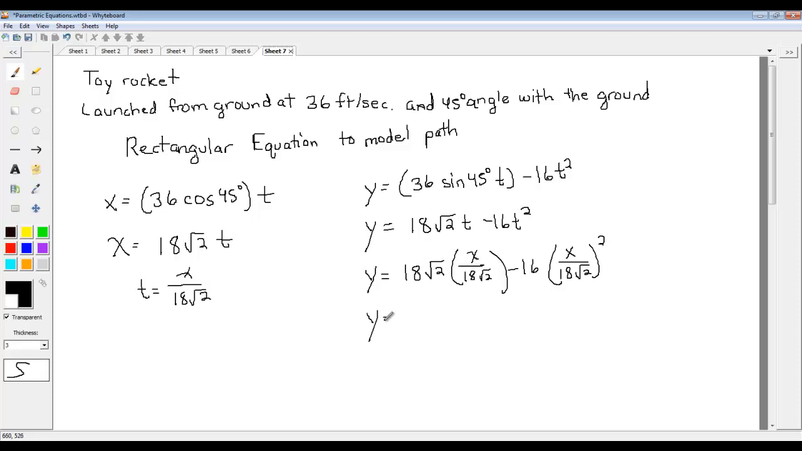So we got y equals x minus, if you do a little bit of math here, you're going to get 16 over 648 x squared. But you can reduce, so you get y equals x minus, the 8 will go in, so you get 2 over 81 x squared. Or you can say y equals negative 2 over 81 x squared plus x.